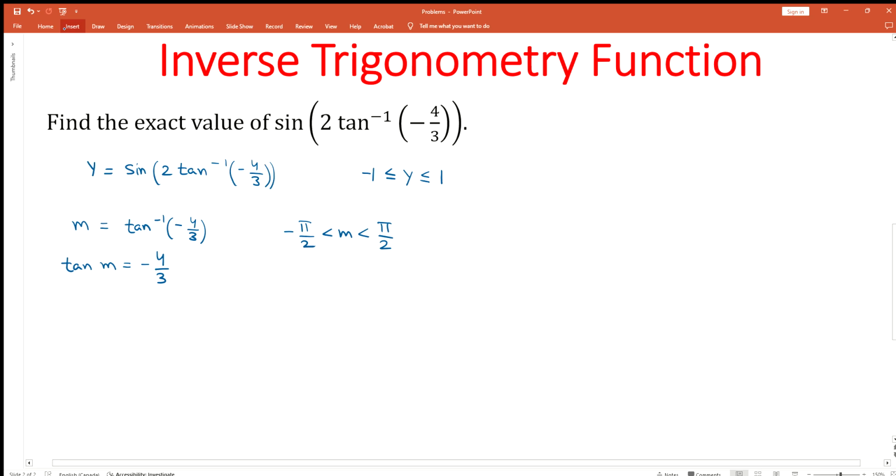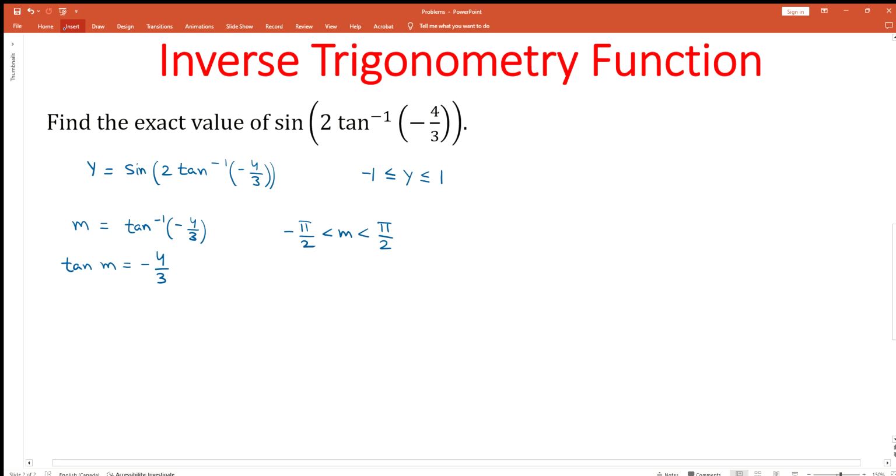The value of m is between negative pi over 2 and pi over 2, and we have tan m equal to negative 4 over 3. The value of m cannot be between 0 and pi over 2 because angles between 0 and pi over 2 lie in quadrant 1 and tan is positive in quadrant 1. So in quadrant 1, tan m cannot be equal to a negative number. Therefore, the value of m should be between negative pi over 2 and 0.